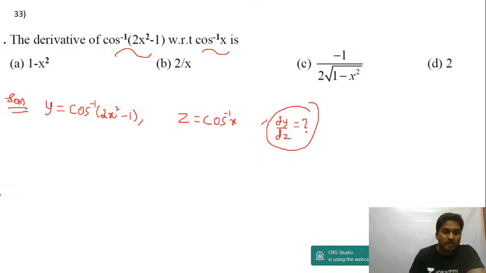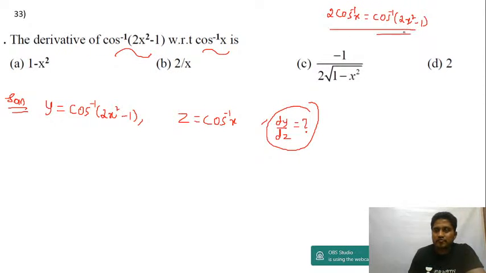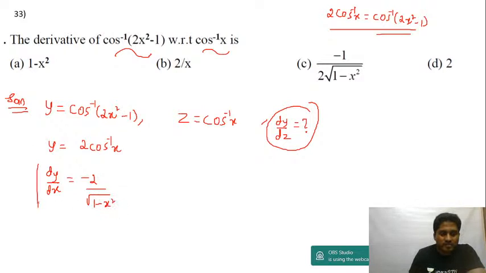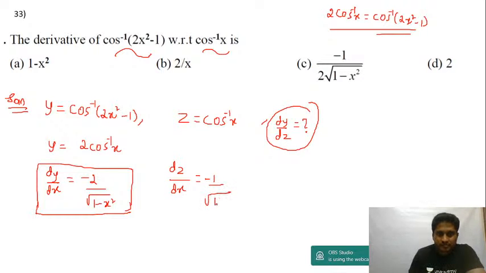We know the standard formula: 2 cos inverse of x is equal to cos inverse of 2x square minus 1 when x lies between 0 and 1, that is, when x is positive. So I'm going to use the formula, guys. Cos inverse of 2x square minus 1 will be equal to 2 cos inverse of x. Now if I differentiate, dy by dx is equal to minus 2 by root of 1 minus x square. This is dy by dx. And then dz by dx is equal to minus 1 by root of 1 minus x square. So this is dz by dx.